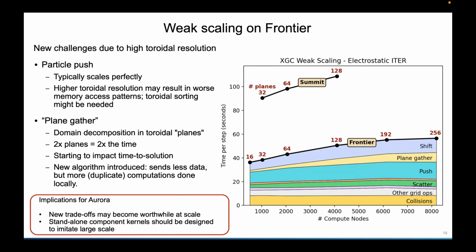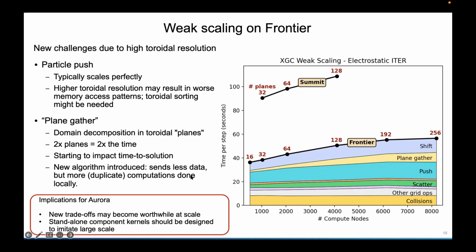And that's always going to scale poorly because basically we gather the entire electric field of the whole domain onto each MPI rank. And so if you have twice as many planes, then you spend twice as much time because you have to gather twice as much data. And this is really starting to impact the time to solution. So we actually introduced a new algorithm that I'll talk about on the next slide.